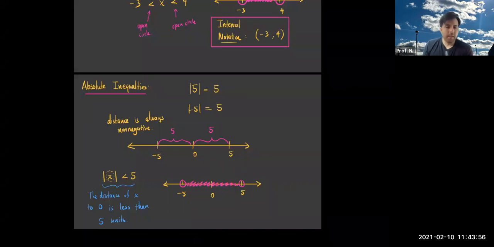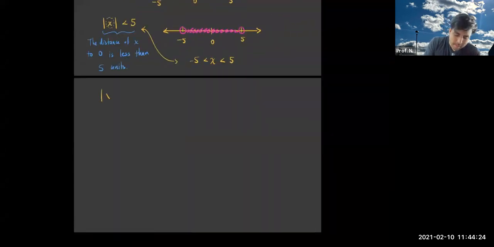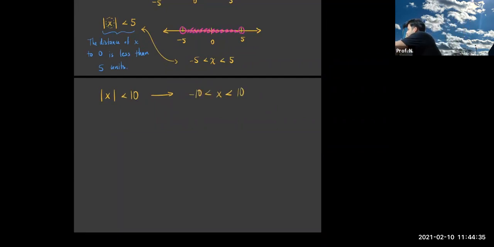And you exclude -5 and 5, right? Because the distance of 5 from 0 is equal to 5. It's not less than 5. That's why we exclude it. So in other words, guys, this has another representation. The absolute value of x less than 5 is equivalent to saying that x is between -5 and 5. You guys see that? So then that means that, for example, if I do the absolute value of x less than 10, the equivalent compound inequality would be x is between -10 and 10.